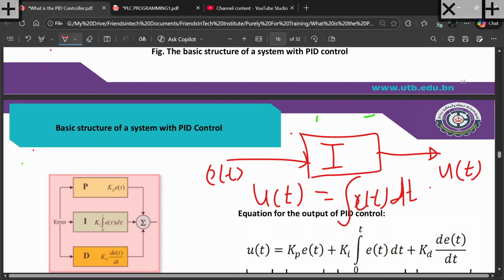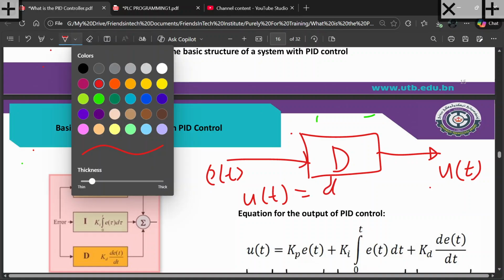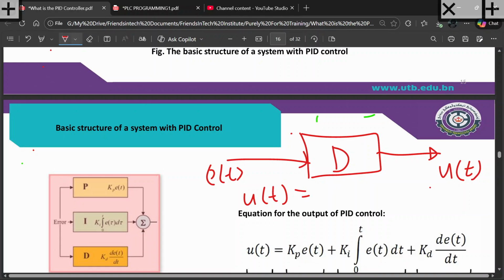All right. Then we have derivative, and that is D. For derivative here, we are just differentiating the error signal. So u of t is just a derivative of the error signal. So it is d e of t over dt. Therefore, if you increase this, basically what we are doing is improving system stability.